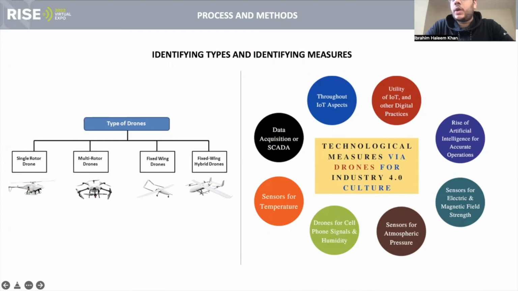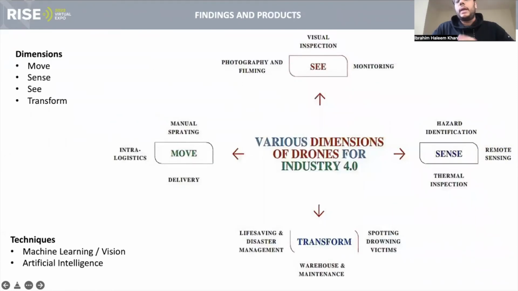and the rise of AI for accurate operations to identify where our target is, where to pick stuff from, and where to give stuff to. The sensors include electric and magnetic field strength, atmospheric pressure to know where the drone is, cell and phone signals, humidity, and temperature. There are many more. There are 4 dimensions of Industry 4.0 for drones.